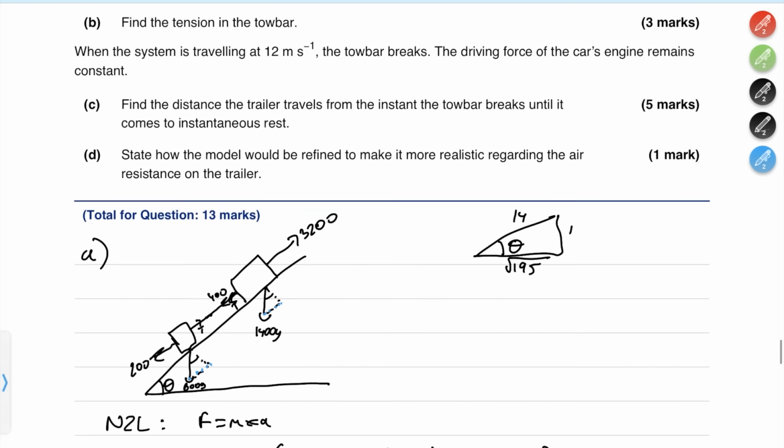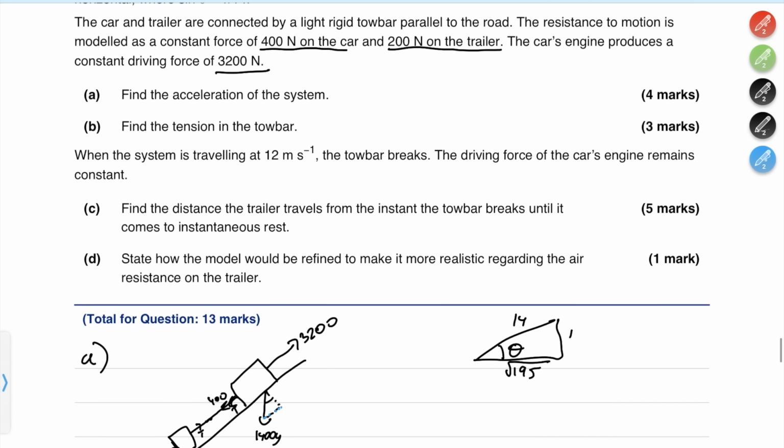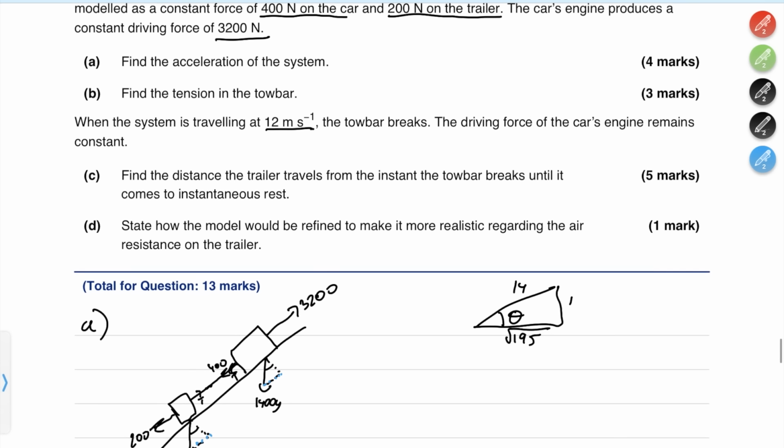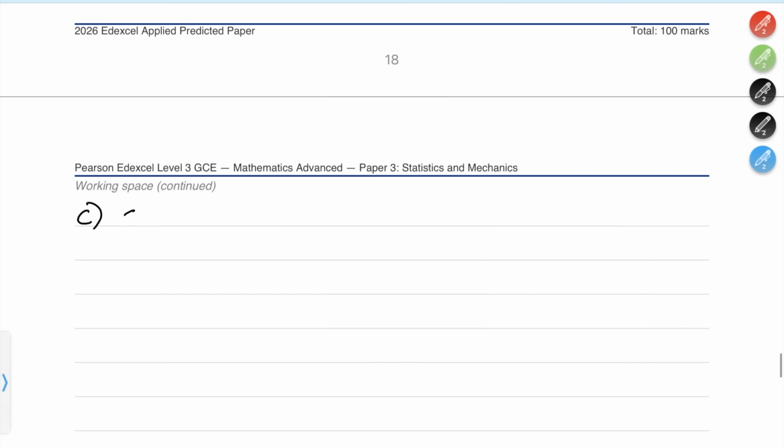Part C is find the distance. So it says here, when it's traveling at 12 meters per second, the tow bar brakes. The driving force of the car's engine remains constant. And find the distance the trailer travels from the instant the tow bar brakes until it comes to instantaneous rest. Okay, so we know that it's traveling at 12 meters per second. So let's find, if we write out our shopping list here, so you'll see that list.